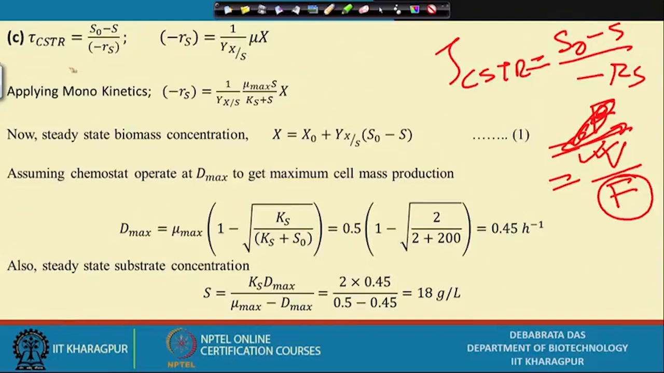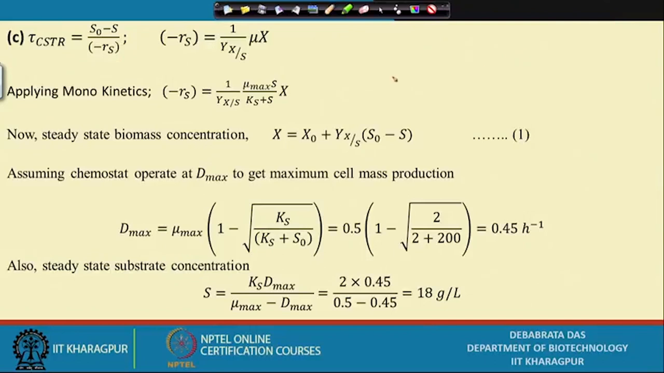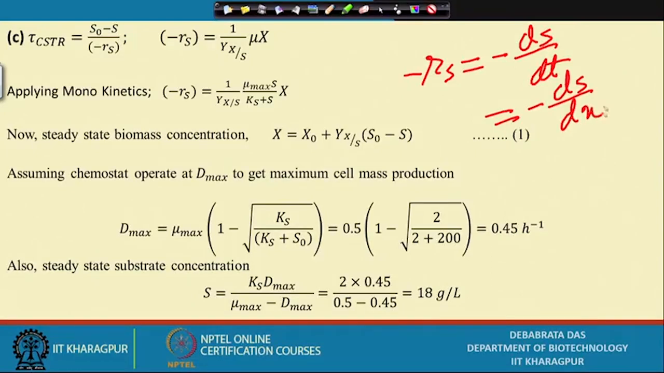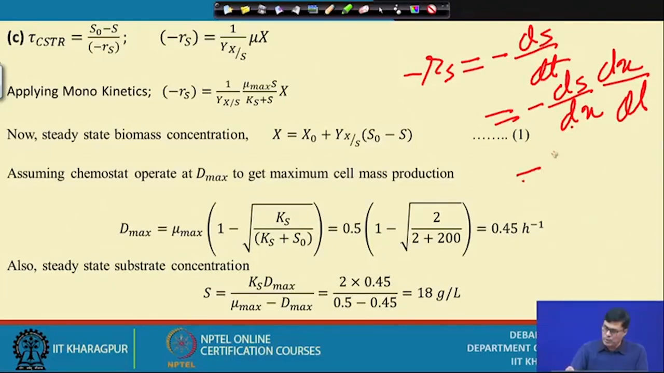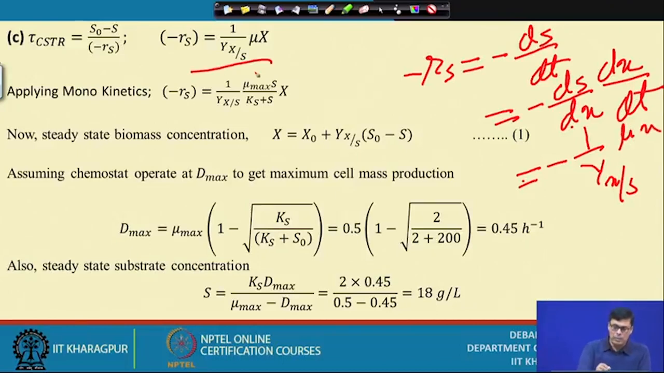Now, here exactly that is written here, tau CSTR equals S0 minus S by minus RS. Now, minus RS, how can we write? Minus RS is equal to what? Minus dS by dt. Am I right? Now this is equal to minus dS by dX into dX by dt. Now this is equal to 1 by Y(X/S) into dX by dt, which is equal to what? This is equal to mu into x. This is exactly what we have written here.